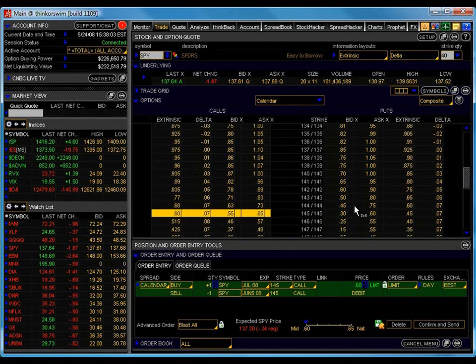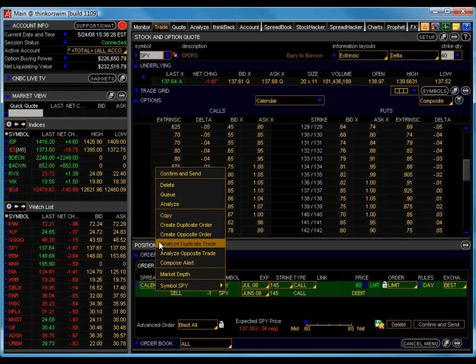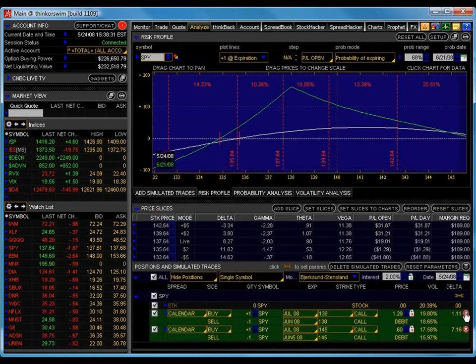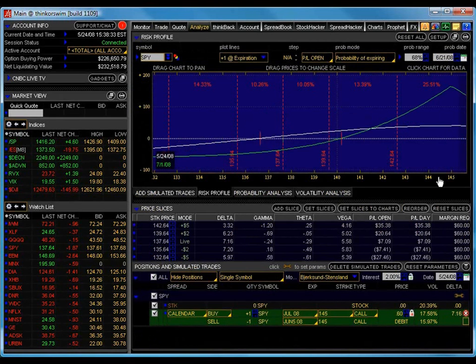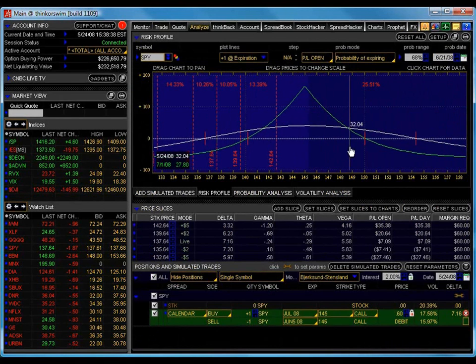So the way we make money with a calendar is if, in fact, the price of the underlying stock expires exactly at the strike price that we've sold. So if it were to rise up to 145, this 60 cents would then become $1.10, and we would make our maximum profit. Let me show you how that looks on our profit picture. If we go to Analyze, Duplicate Trade, we're going to get rid of our other one here. This is called a bullish calendar spread.